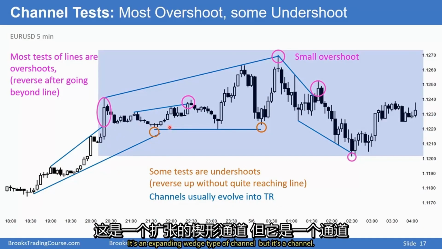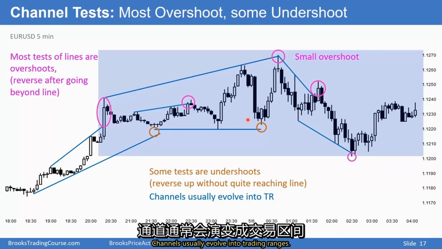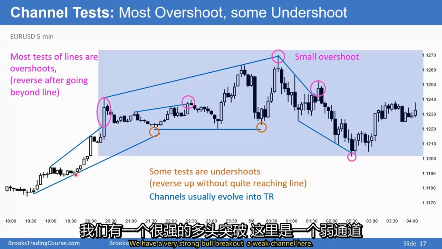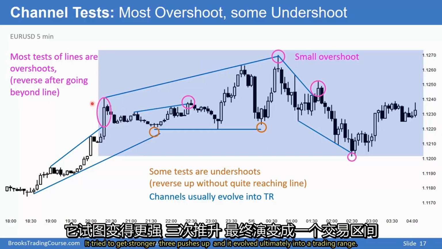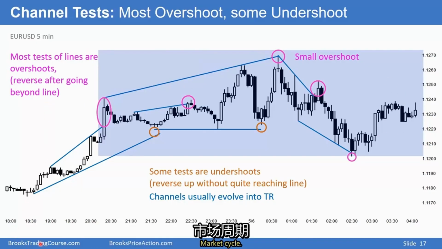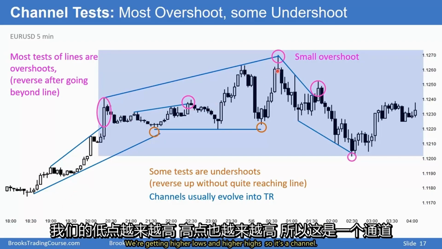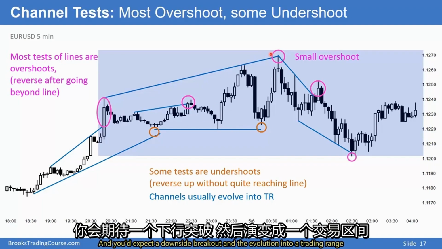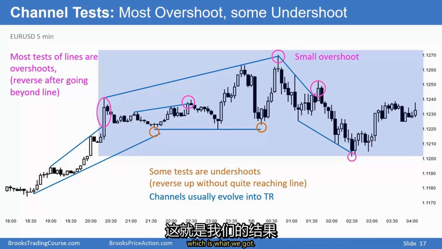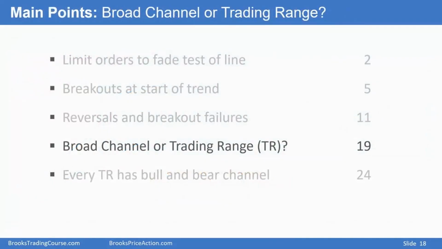A channel, it's an expanding wedge type of channel, but it's a channel. Channels usually evolve into trading ranges. So we have a very strong bull breakout, a weak channel here. It tried to get stronger, 3 pushes up, and it evolved ultimately into a trading range. Market cycle. You got a strong bull trend and then a channel and a weaker bull trend. We're getting higher lows and higher highs, so it's a channel. And you'd expect a downside breakout and the evolution into a trading range, which is what we got. That's what usually happens.